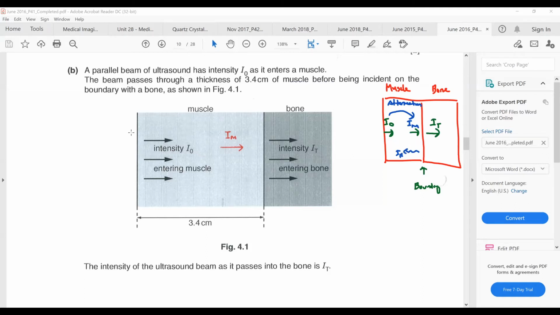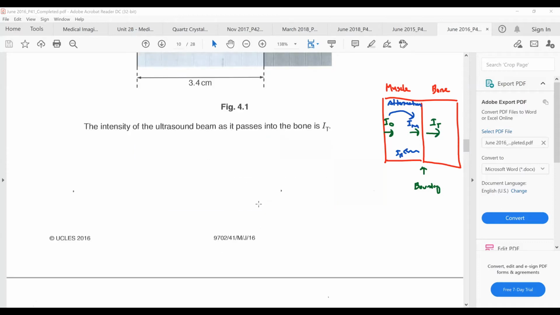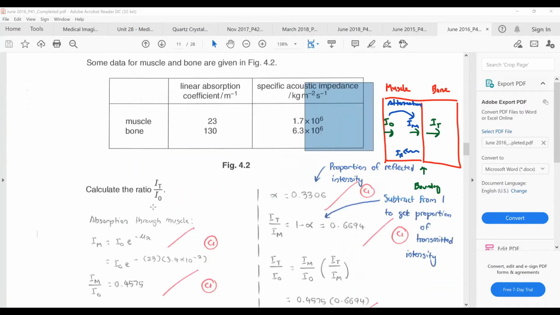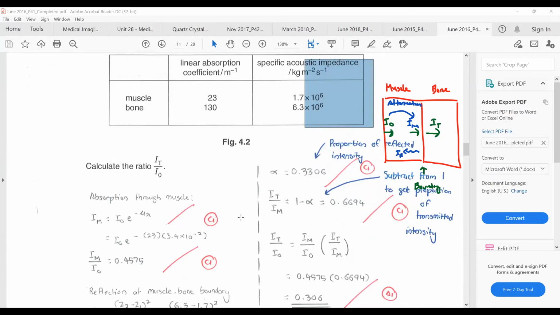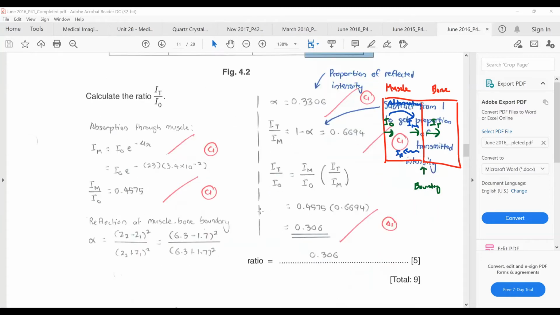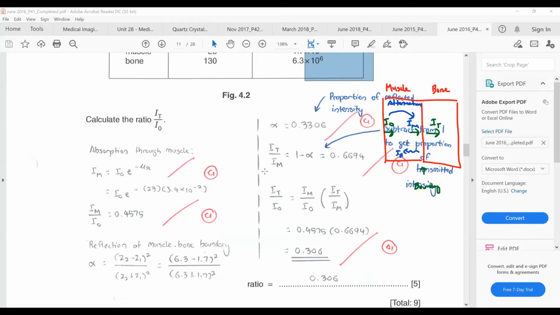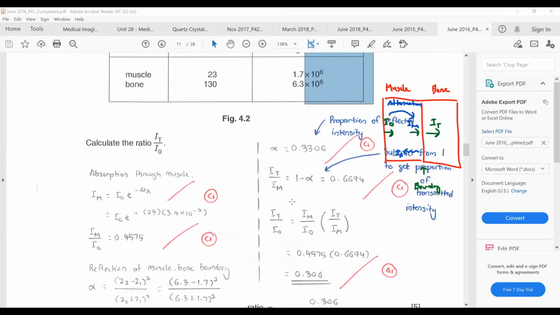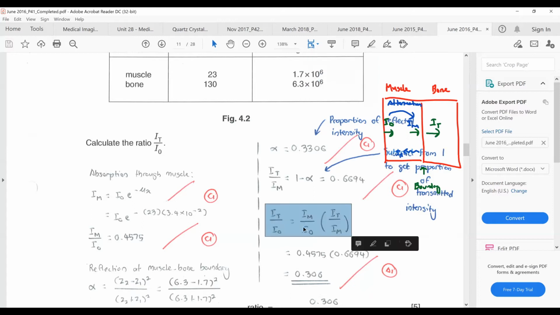Right, now that you're clear on that, we can look at this. Now they ask you to calculate the ratio of IT to I naught, this to this. So you have to consider a few things first. From the workings here, I want to consider what is IM first. If I wanted to get IT over I naught, there's no direct method in getting it.